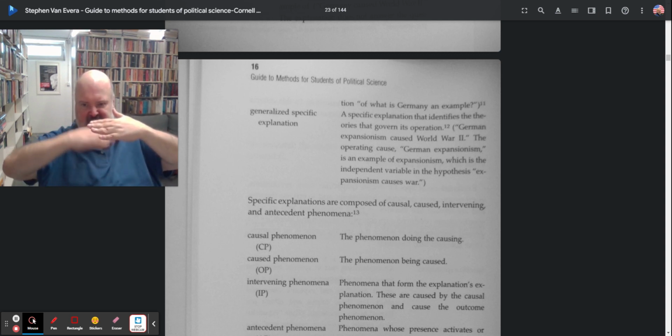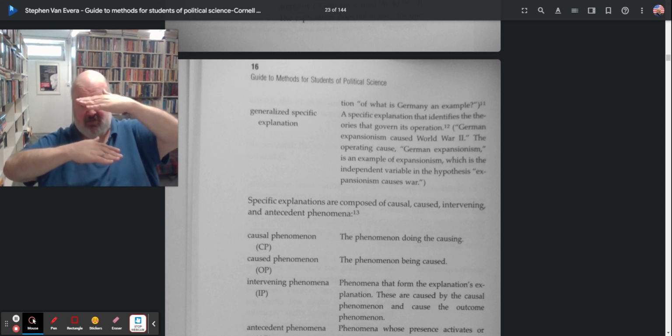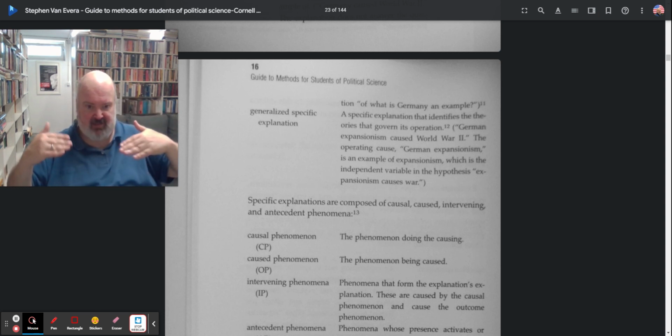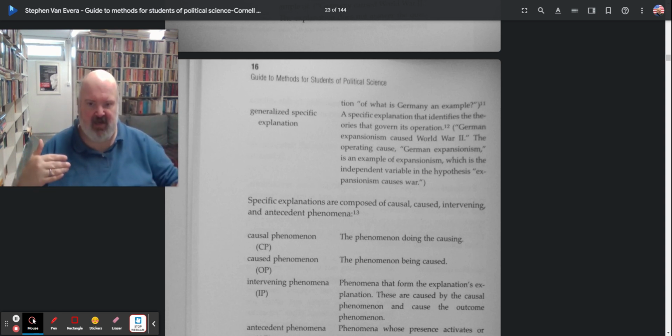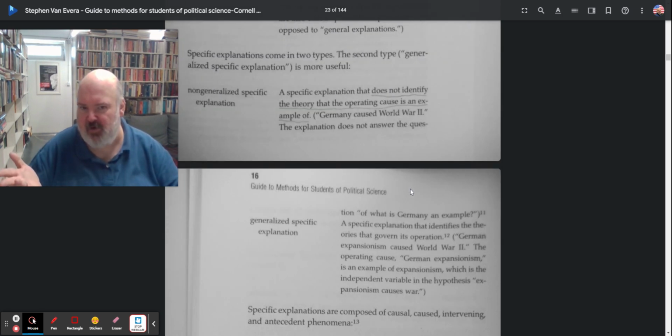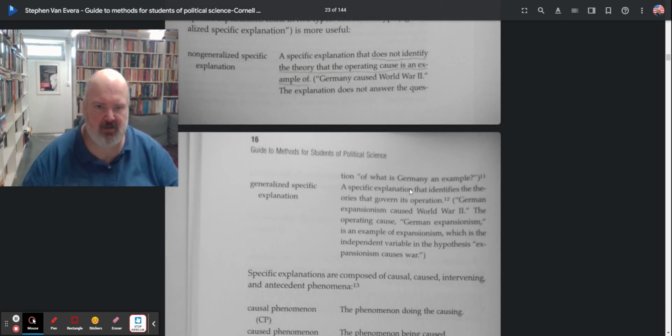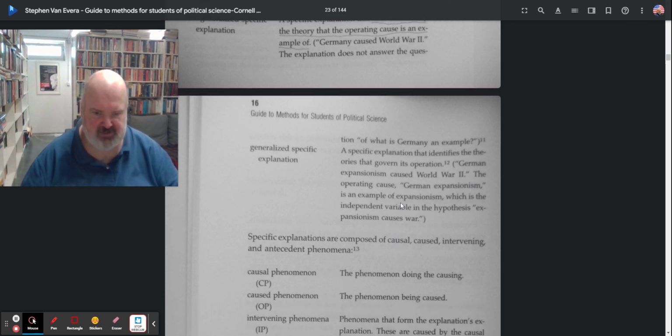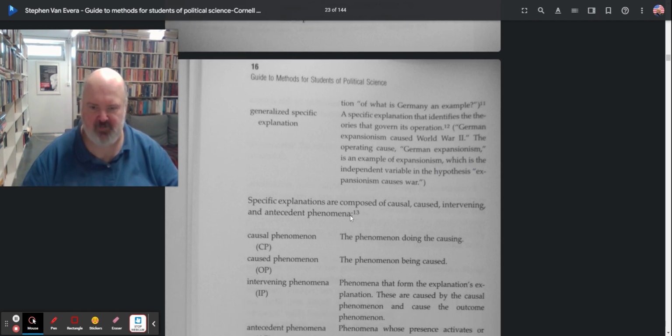This is the specific case. This is the general case, right? Here, there's a generalized thing that this is causing this. A non-generalized one is something where you don't know why it's doing what it's doing. Germany is an example of this. Here, Germany is a specific case of expansionism, which is the independent variable in the hypothesis that expansion causes war.